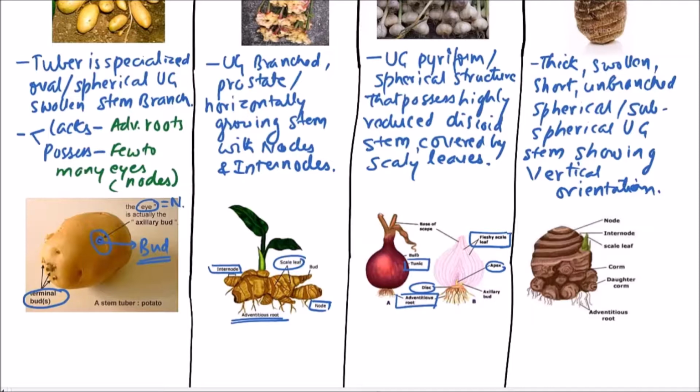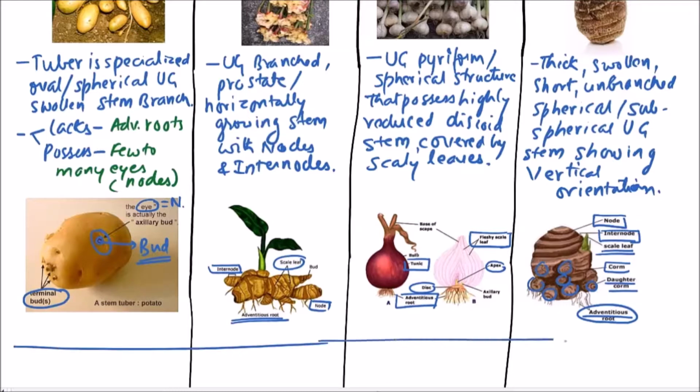This is a corm. Corm is having vertical orientation, and it's very important that it is having the circular nodes. These are internodes in between. Scaly leaves are also there. These are new corms. This is representing a daughter corm, and the adventitious roots are coming out from the lower portion.